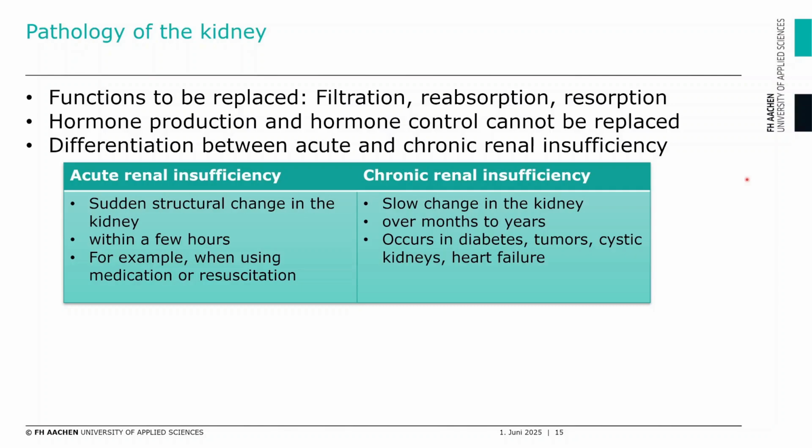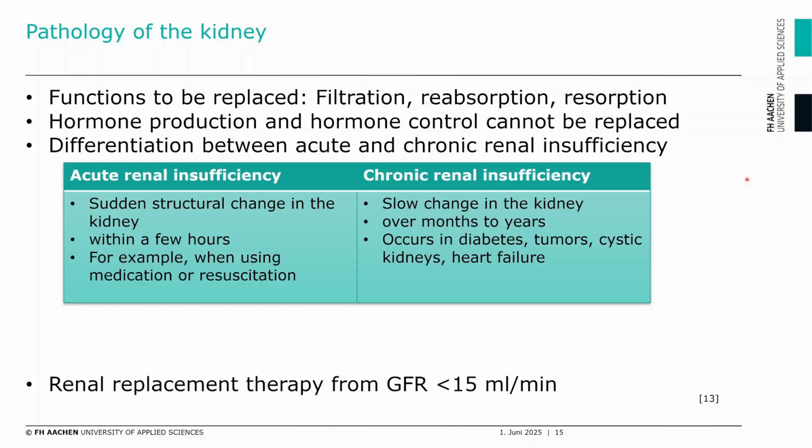Slow change and functional impairment of the kidney occur due to diseases such as diabetes, tumors, a cystic kidney, or heart failure. In principle, a patient with a glomerular filtration rate, this is a value that indicates how well the kidney can still filter the blood, of less than 50 milliliters per minute, is considered to be in need of dialysis.